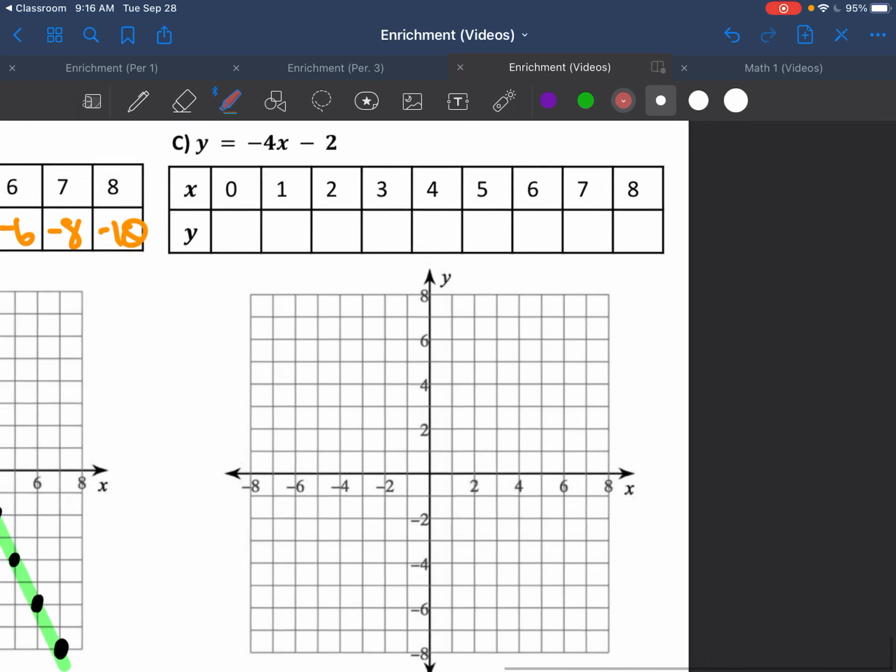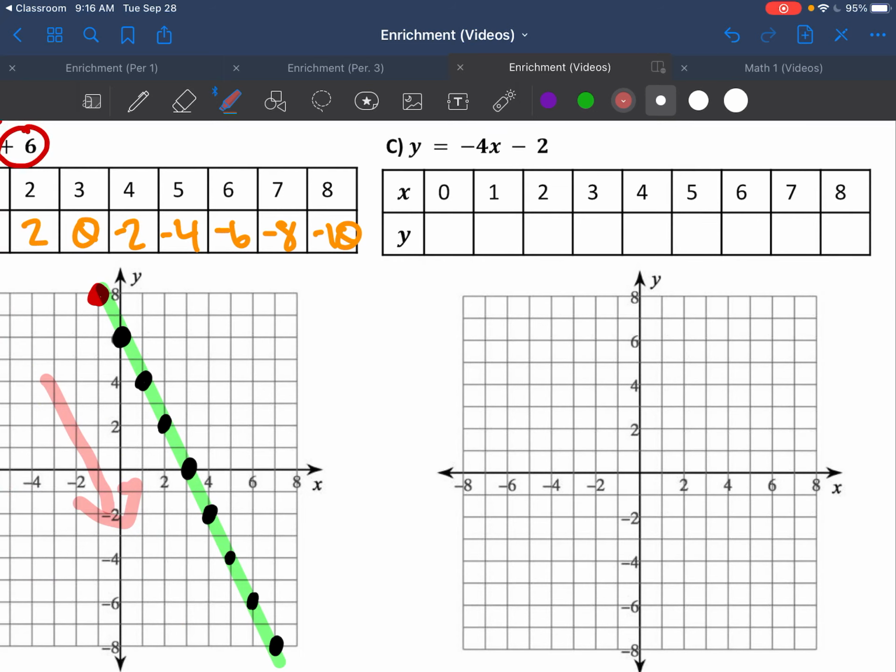So I want you guys to try C on your own and see if we get the same thing. So again, pause the video, see if you get the same thing.